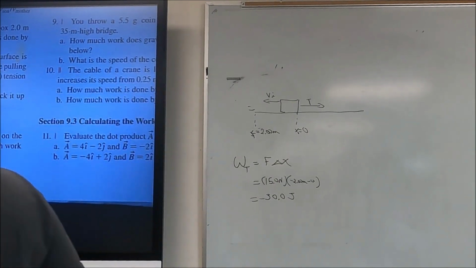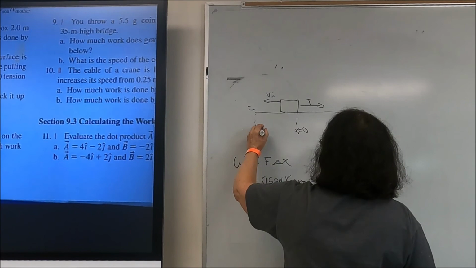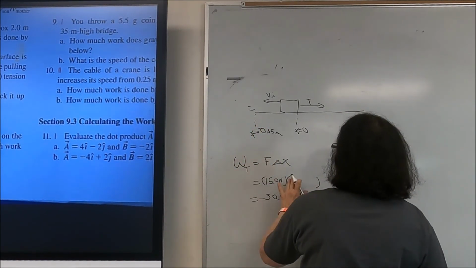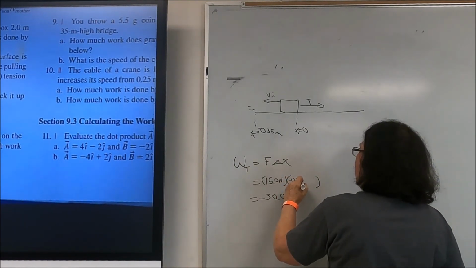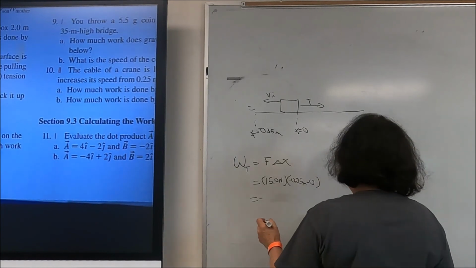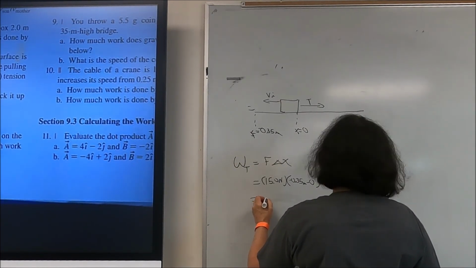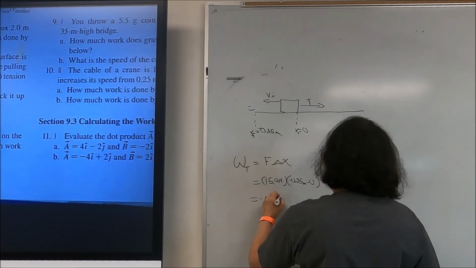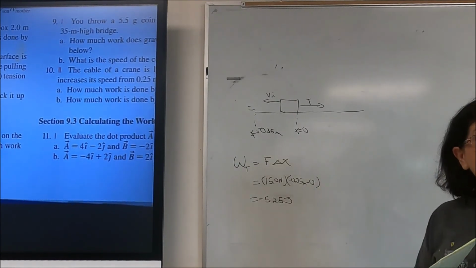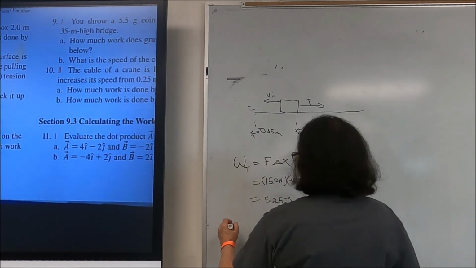I'm reading the wrong line, oh, excuse me. I read the wrong line. I've got to pay attention. It's a minus 0.35 meters. So minus 0.35 meters minus 0. And I get my work here to be minus 5.25 joules. Now, that means that I'm taking energy away, okay?